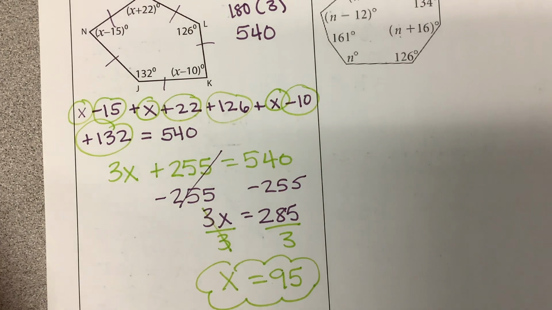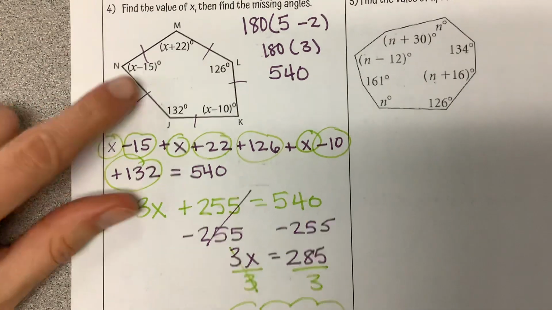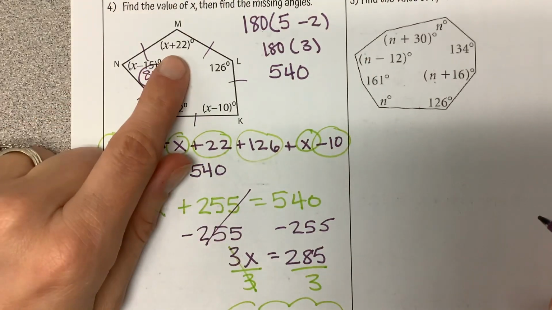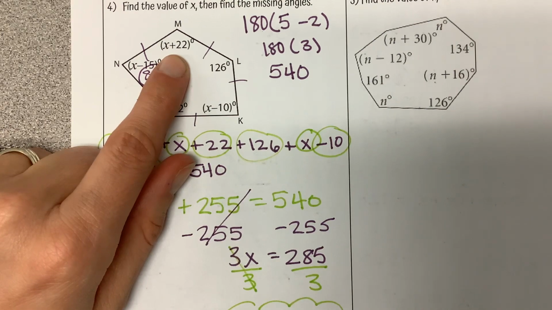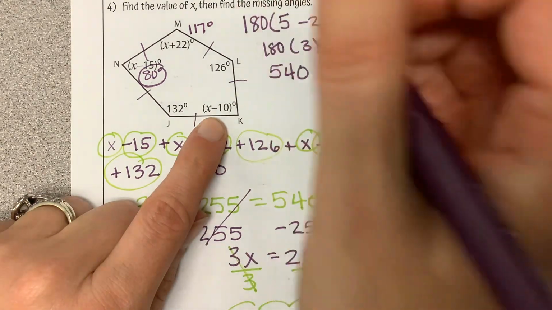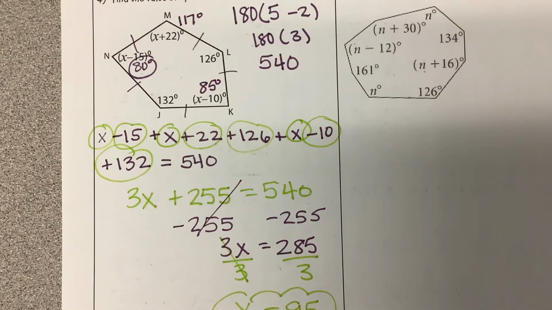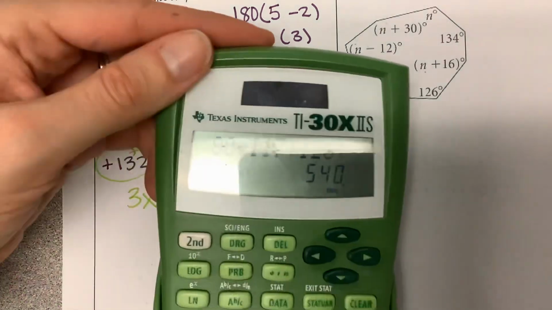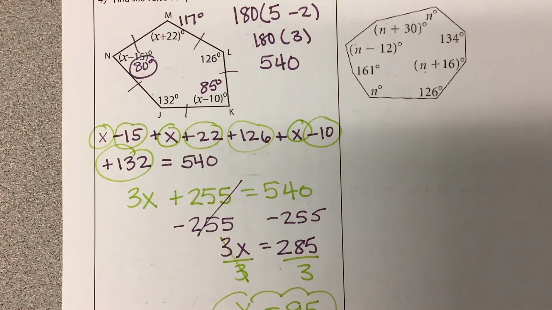Now we're going back and we're plugging this in. So if x is 95, 95 minus 15 is 80. 95 plus 22 is 117 degrees. And then 95 minus 10 is 85. And then what I'm going to do to make sure I didn't make a mistake is I'm going to go through and add those to make sure they add to 540. So 80 plus 117 plus 126 plus 85 plus 132 gives me a total of 540. So it's just a way to double check my work.